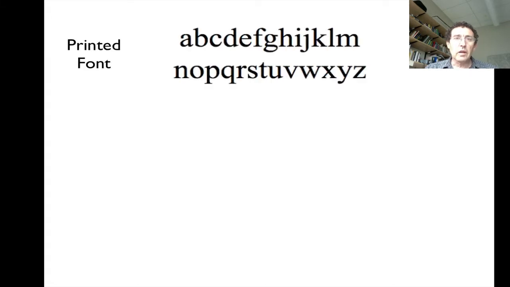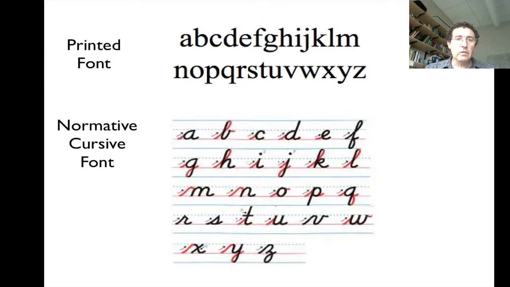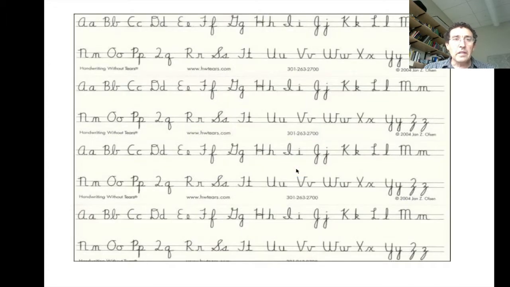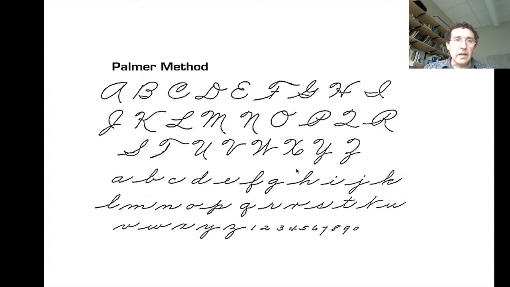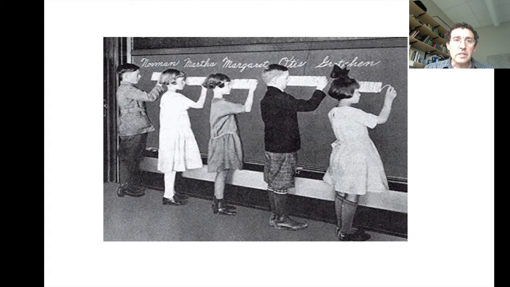Okay, so why is it hard? Because there are three types of fonts. This is the printed font we're all familiar with as we read. And this is the normative cursive font. Okay, so this is what you are supposed to write if you write English correctly. But then there is another way to write English correctly that is in this worksheet. And yet another in this worksheet that is the Palmer's method, was very popular in the beginning of the century and included how to have the right posture when writing and how to use your muscles in the correct way.